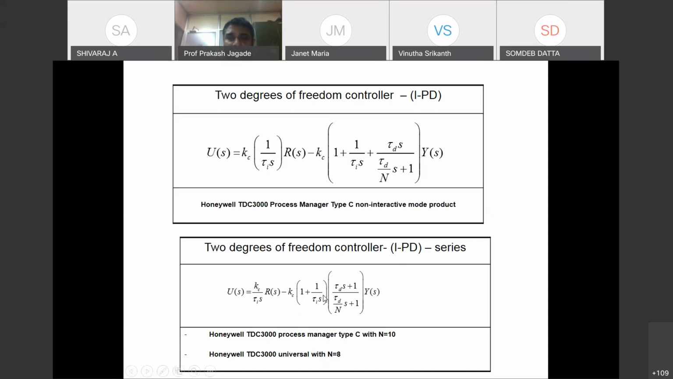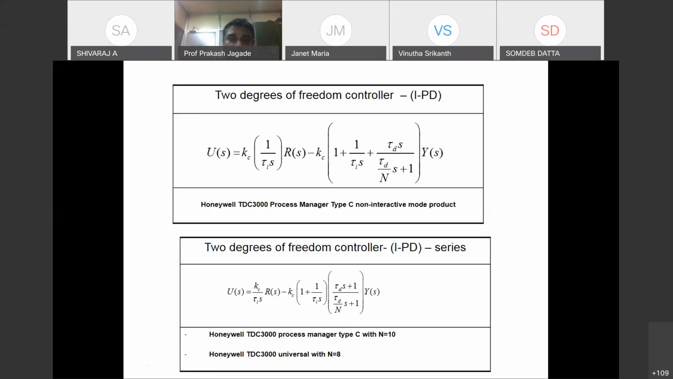So here, this is basically a series form IPD controller structure. And this is again in the same Honeywell TDC 3000. This IPD is also available. The IPD function block is also available. And the user can use this if they want to prevent both proportional kick as well as derivative kick.